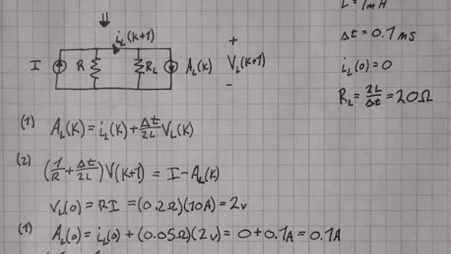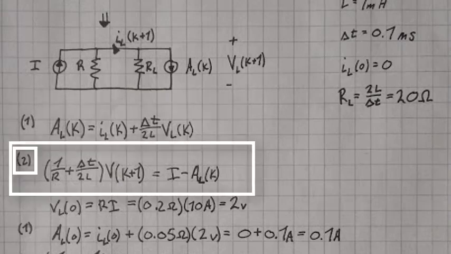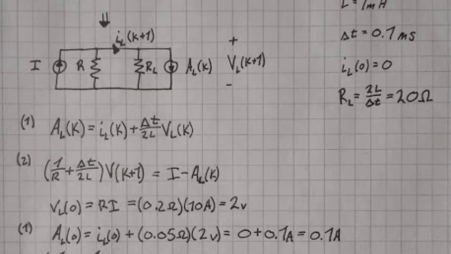Our second equation is the solution to a Kirchhoff current law focused on the top node. We have the amperage for our resistive components in terms of the voltage to the bottom of the circuit, which is in terms of V(k+1), and the right side of the equation is the amperage sources themselves. This gives us the equation of V(k+1) times the quantity 1 over R plus delta T over 2 times L equals I minus A_L(k).